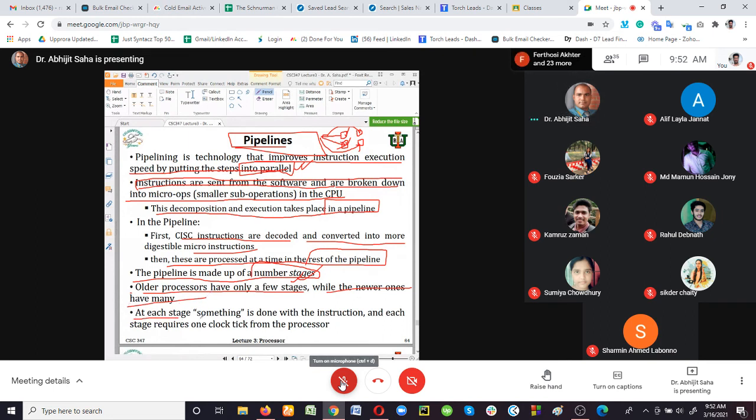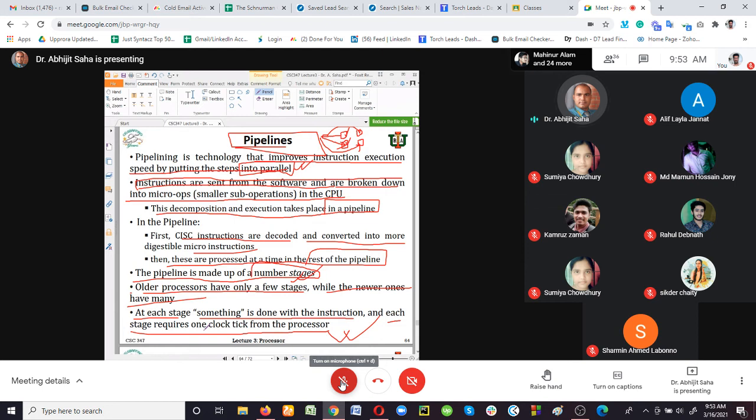At each stage, something is done with the instruction, and each stage requires a clock tick from the processor. We discussed this with cache memory also: if you have a smaller cache level, and if you have a wider bus, you will be able to save the number of clock ticks. So that is going to significantly reduce your delay, your latency.